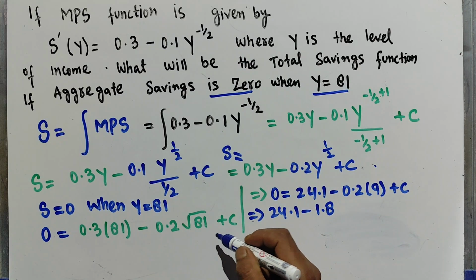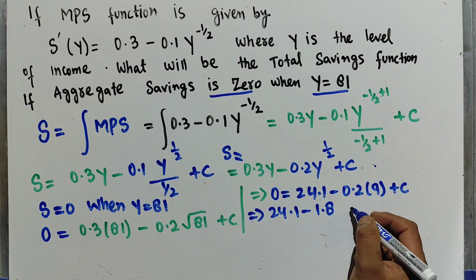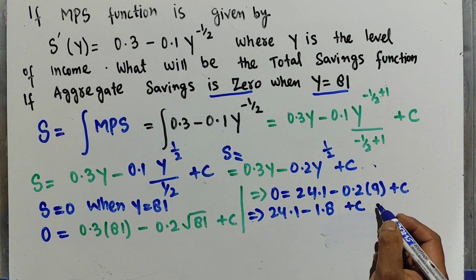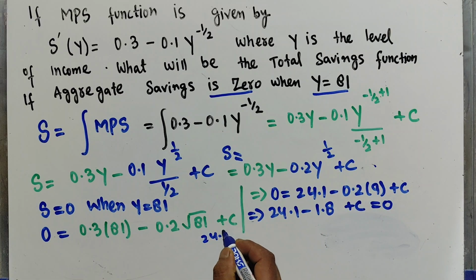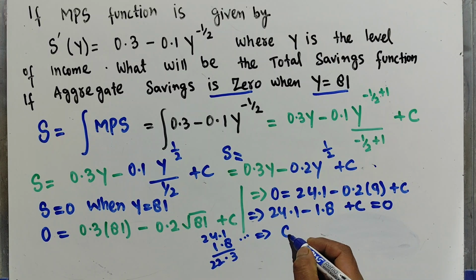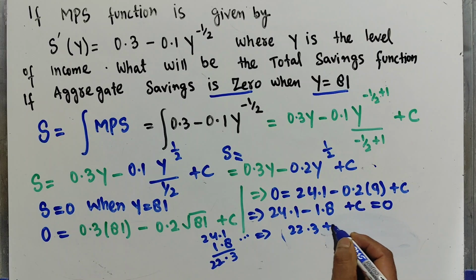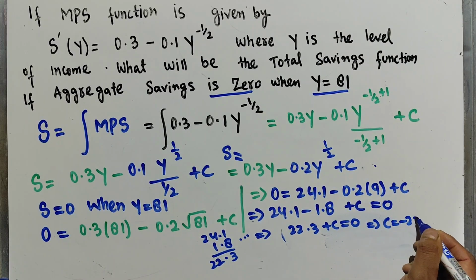We are trying to find the value of c. So 24.3 minus 1.8 plus the constant of integration is equal to 0. I hope I am doing the calculation right here. So we got 22.5 here, and 22.5 plus c is equal to 0, which implies c will be equal to minus 22.5.